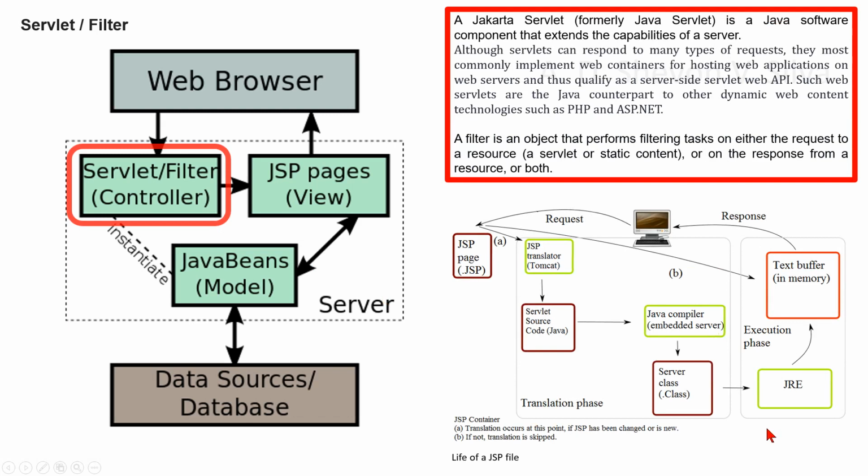Here you can see the life of a JSP file. Here is the JSP container. Here the translation occurs at this point if the JSP has been changed or is new. If not, translation is skipped. So this is the translation path, and if not, this is the other path.